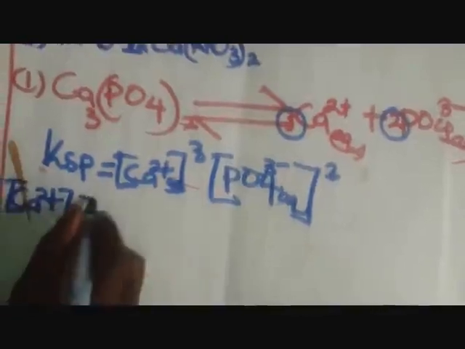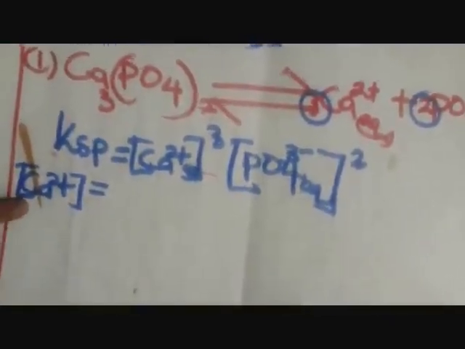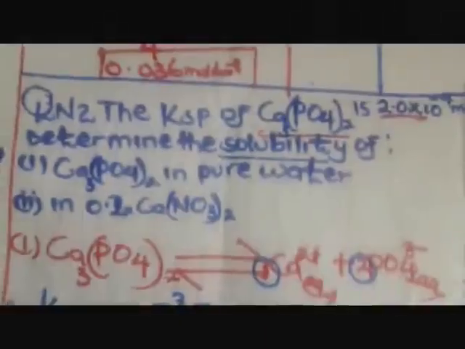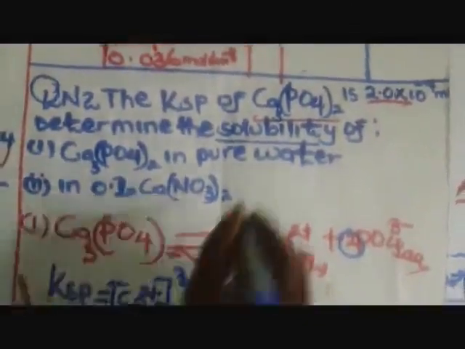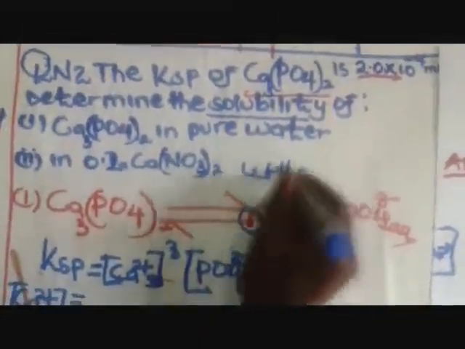After doing that, obviously you have to find the concentration of calcium ions. Now, when you are finding the concentration of calcium ions, it implies that we have to let the solubility be represented, because the question is telling us to find the solubility. So we have to let the solubility of calcium phosphate be, we can say, X. You can use any letter you want.